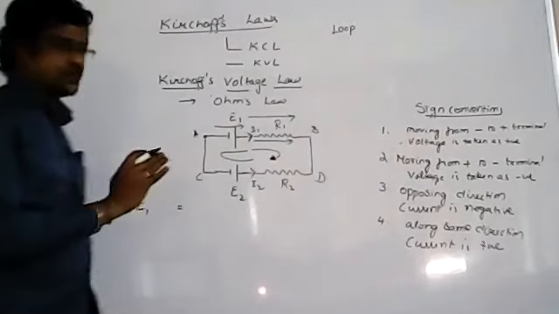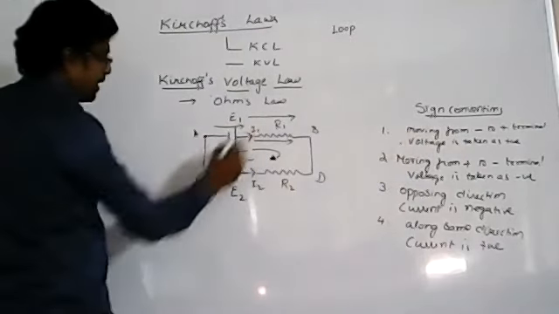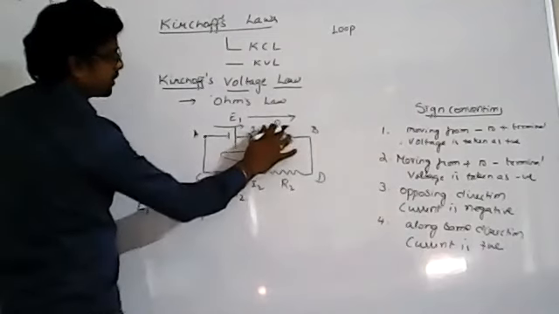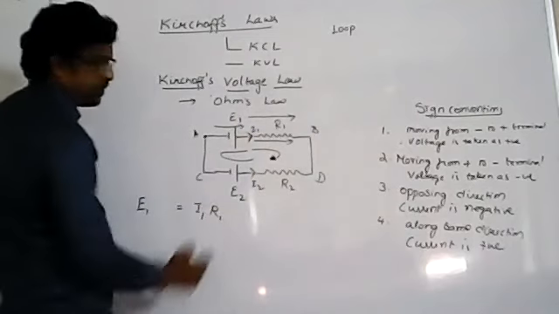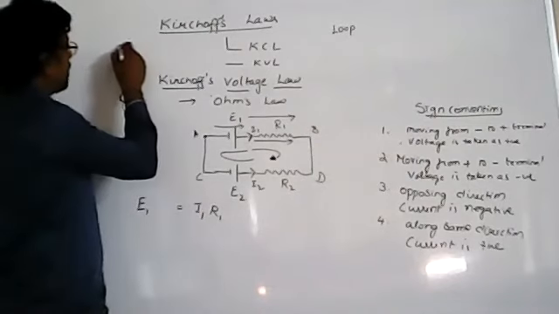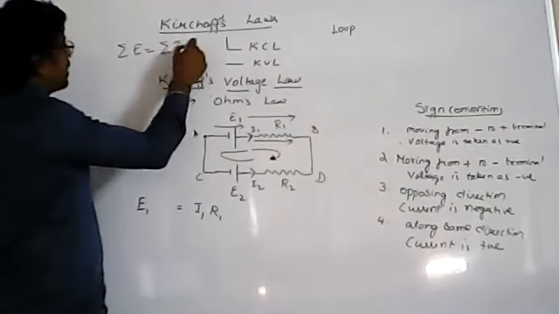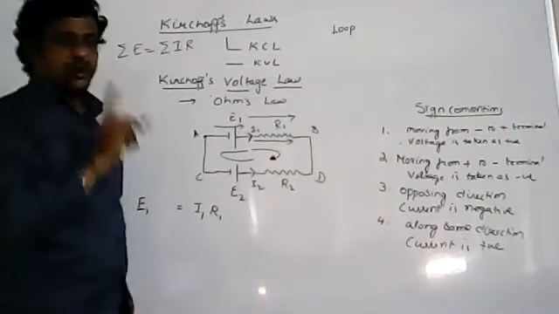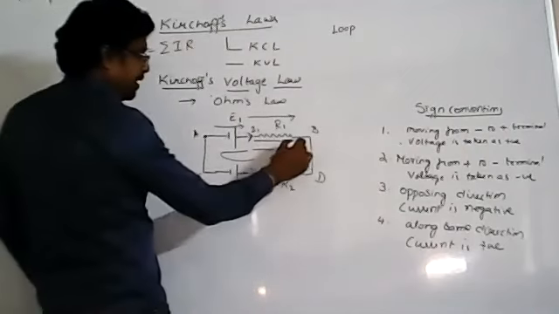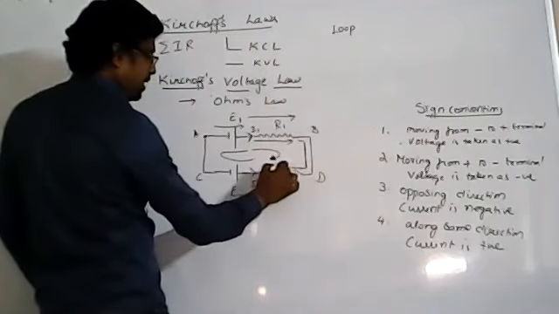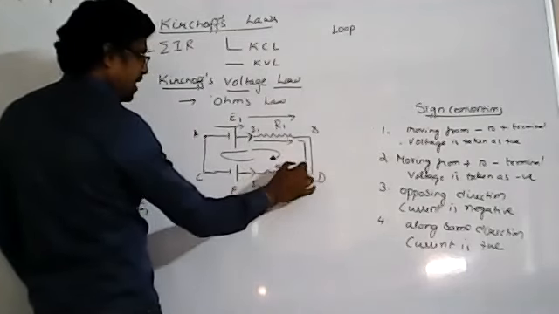So the same direction is there, so the current I1 is taken as positive. It is flowing through R1. Why do I have to write it like this? Because sigma E is equal to sigma IR, the product of current and resistances. Then I come like this because this is finished. Now I am moving in the backward direction.